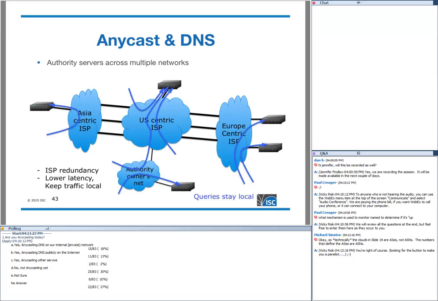Here's an example of a global type instance, where essentially you're trying to keep traffic as local as possible to the various continents in this particular example. And ISC F-Root is an example of this sort of deployment. ISC F-Root was the first root letter to Anycast their root service, and now is Anycasted from over 50 locations around the world. And we have some graphical representations of that soon. Next slide, please.